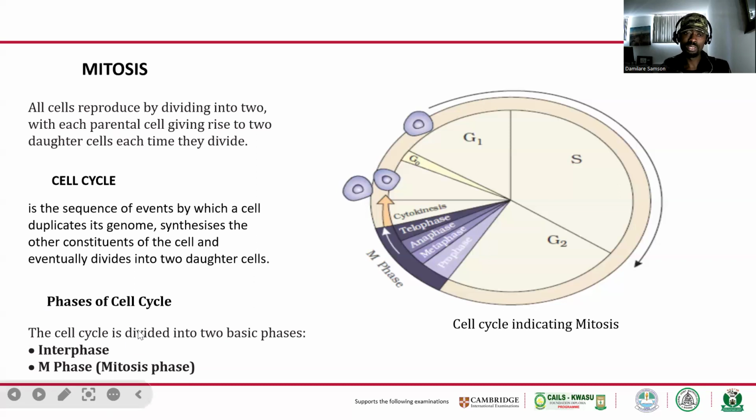So the phases of the cell cycle. The cell cycle is divided into two basic phases, which are the interphase and the M phase, which is also called the mitosis phase. I've explained that earlier.